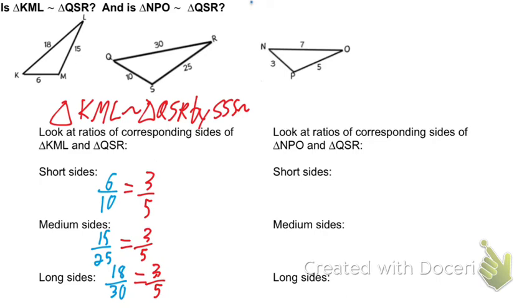Anyway, I want you guys to do the second set, NPO and QSR. Are we thinking these are similar or no? No, we're thinking they're not. If we compare these ratios between triangle NPO and triangle QSR, we get 3 over 10, 5 over 25, and then 7 over 30. But 3 over 10 doesn't reduce. That's 0.3. 5 over 25 reduces to 1 over 5, and that's 0.2. Are those the same thing?